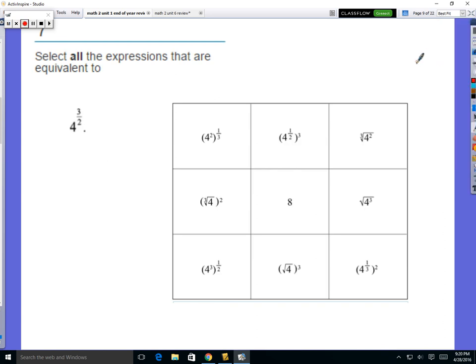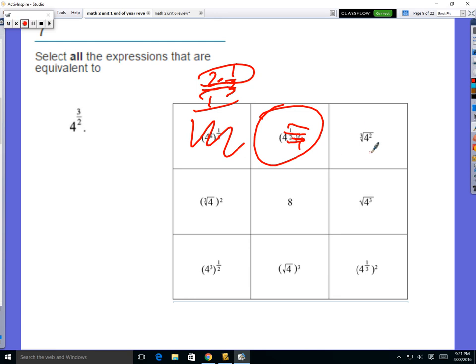Number 7, mark all the boxes that are the exact same as 4 to the 3 halves. Okay, times your exponent, so that's going to be 2 times 1 3rd. That is 2 thirds. And we're looking for 3 halves, so it is not that guy. Times these, 3 over 1, that is 3 halves. That's a winner. If you morph this, it is 4 to the 2 thirds. That's not a winner.